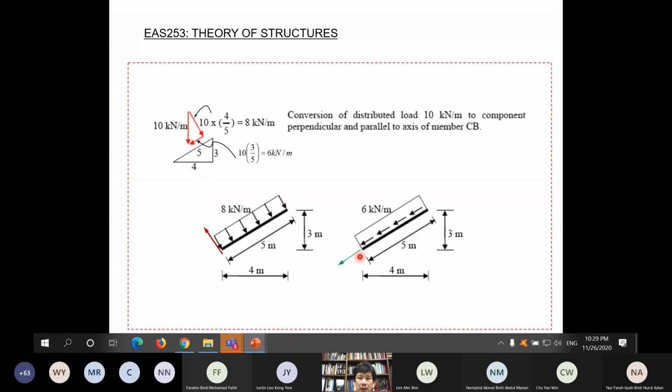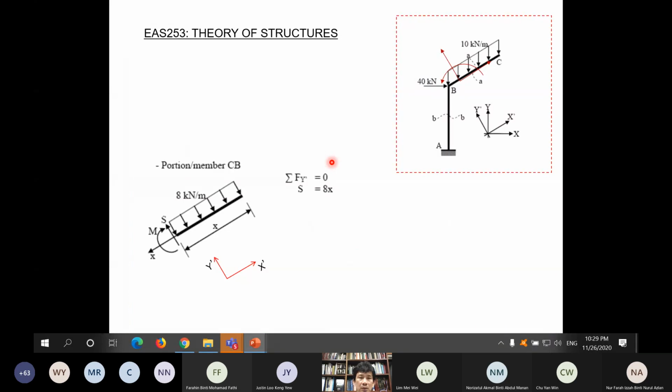So the positive Q is indicated in these directions. And the positive shear, positive axial force is like this. So this one will not affect this because they are perpendicular, and it will not affect the moment. Only this will affect the shear force and bending moment, the component which is perpendicular to the axis. So with that, we proceed to the calculation of shear force and axial force and bending moment for each of the members. So we start with member CB.